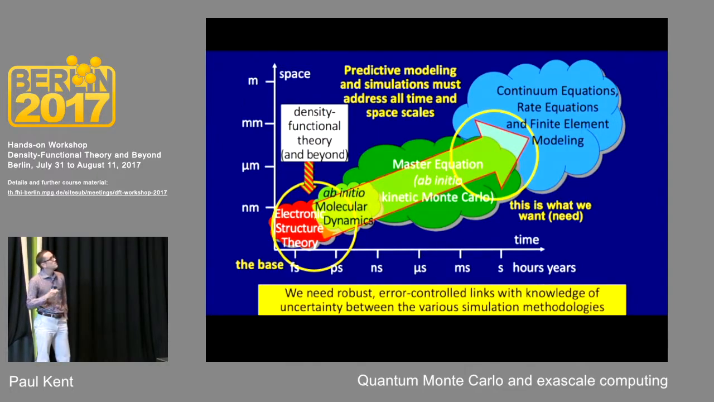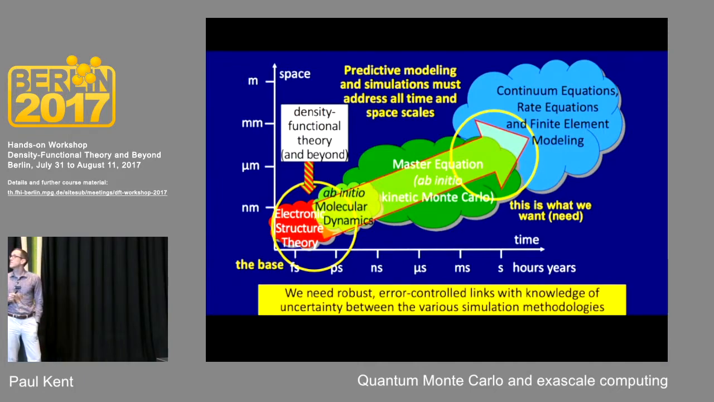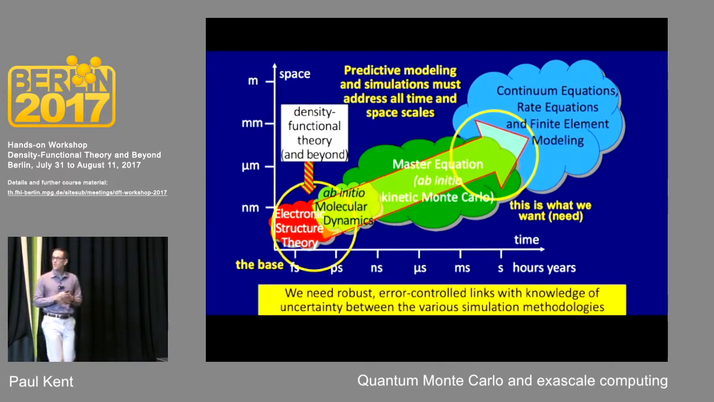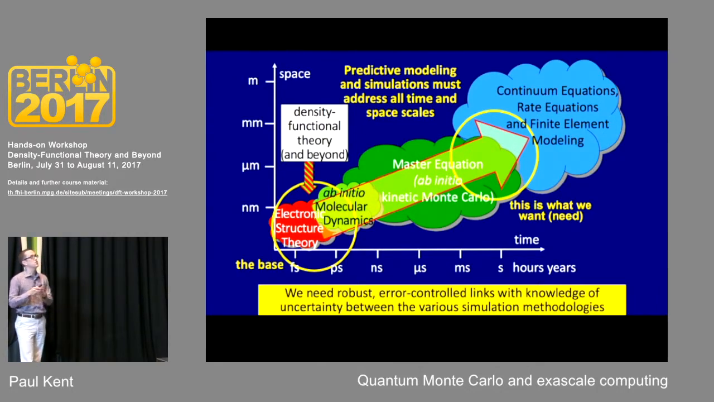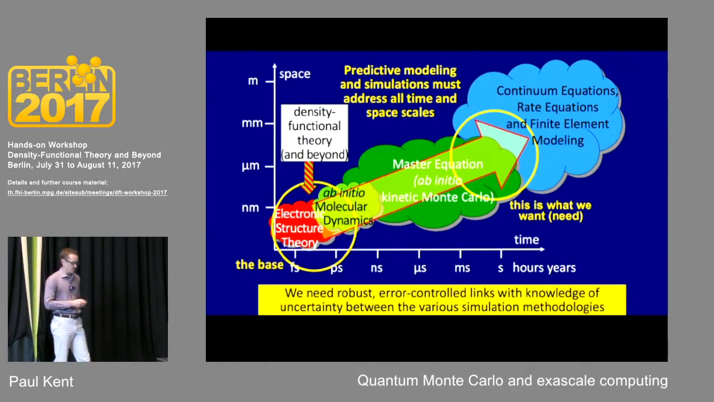One of the motivations for quantum Monte Carlo is stated at the bottom here: we want robust and error-controlled links between all these methods. In this talk, we're going to be focusing down here, length scales of maybe nanometers. And I do promise you I'm going to show some dynamics at the end, so we will have a time scale in this talk. We'll have some picoseconds at least. What we really want to do is provide a really solid foundation for the rest of this enterprise.